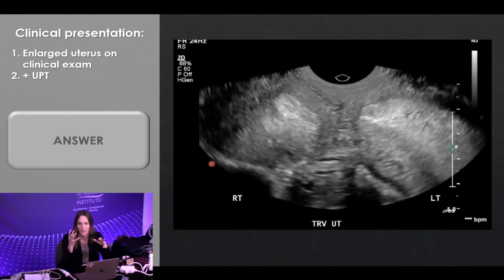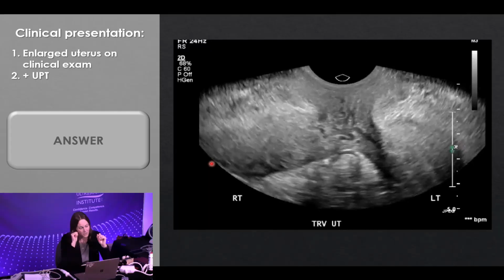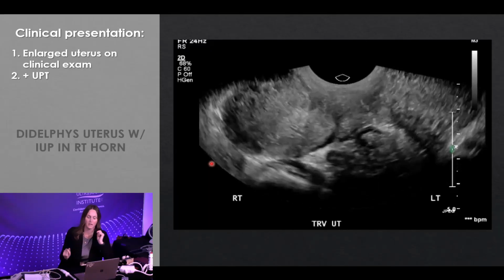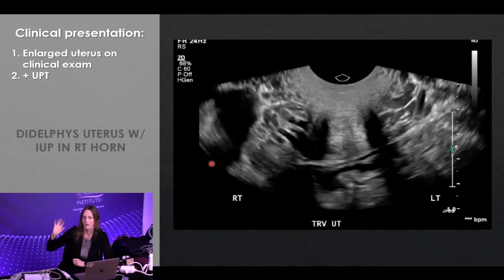uterus. So I think everybody kind of jumps to this bicornuate. You really have to have a vaginal septum to make that diagnosis, but it's two of everything, okay?